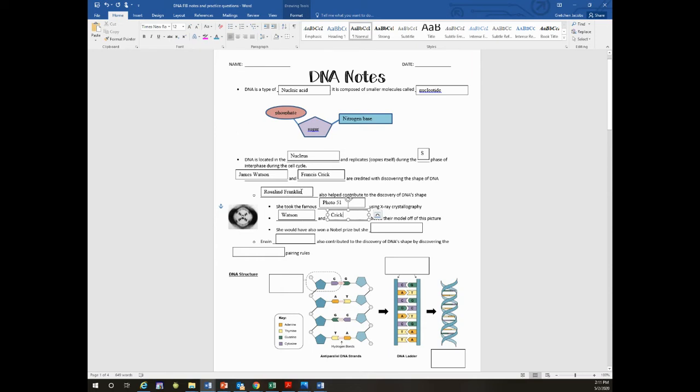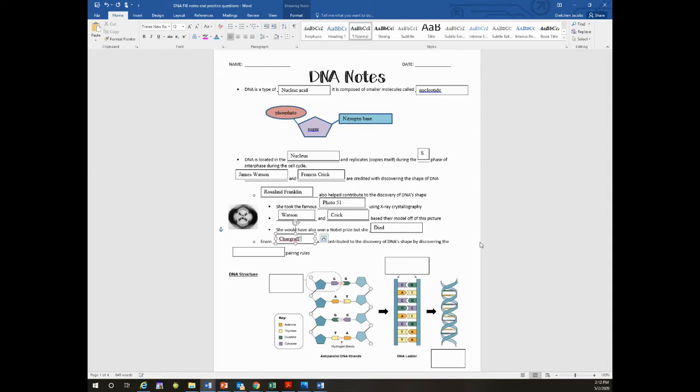Again, Wilkins was a little sneaky about it. And she would have won a Nobel Prize. Maurice Wilkins did win the Nobel Prize with Watson and Crick. Rosalind Franklin would have also won the Nobel Prize, but she died. Some of her other research involved radiation, and she died from cancer. So she was not able to receive the Nobel Prize because you cannot receive a Nobel Prize if you are not alive. Another person that contributed to the discovery of DNA shape, I do not believe he won a Nobel Prize, is Erwin Chargaff.